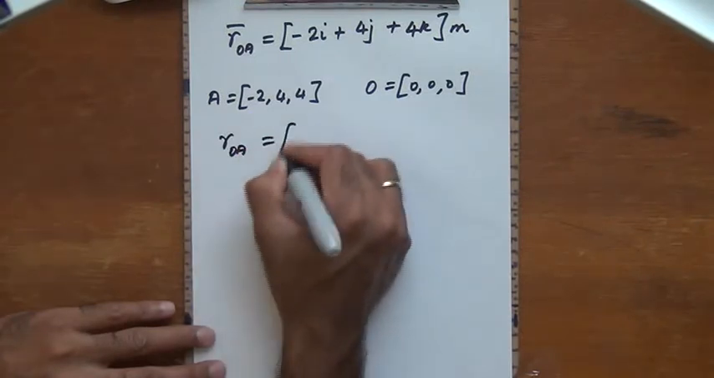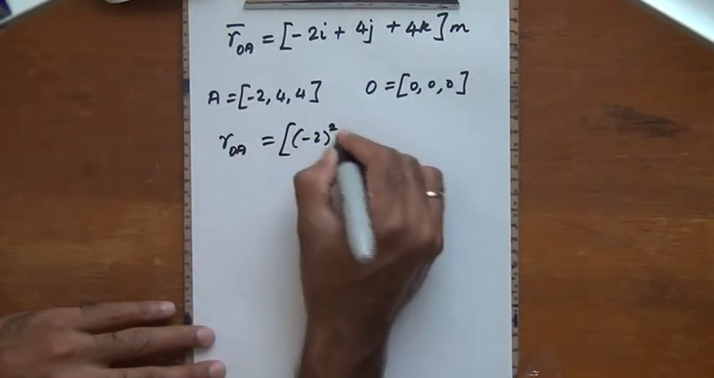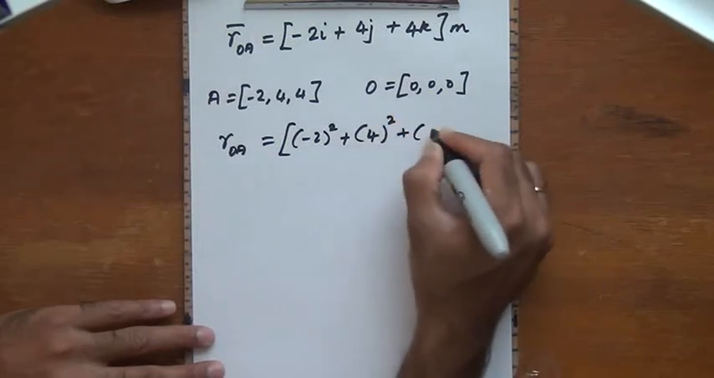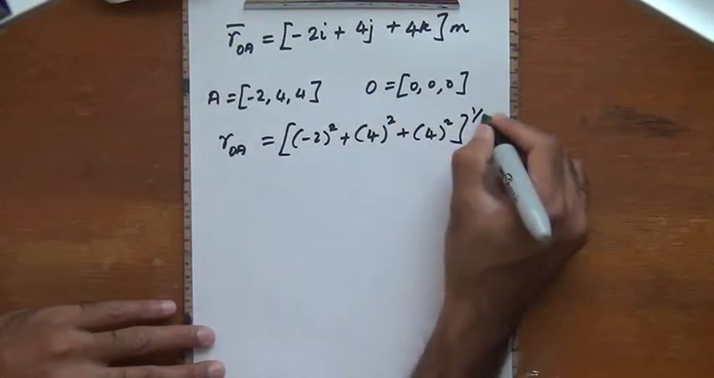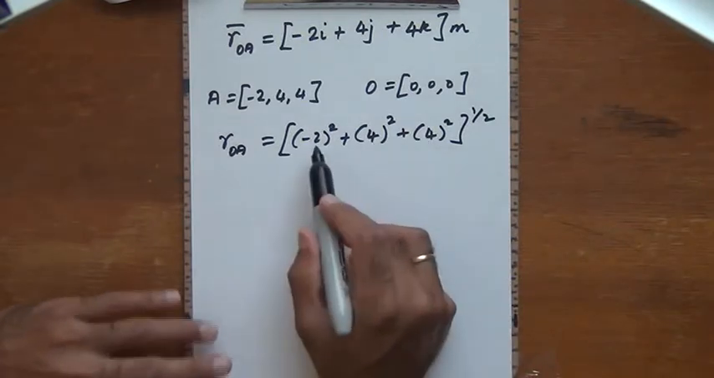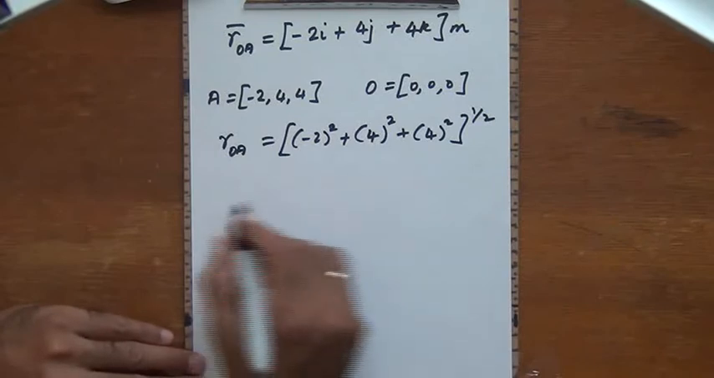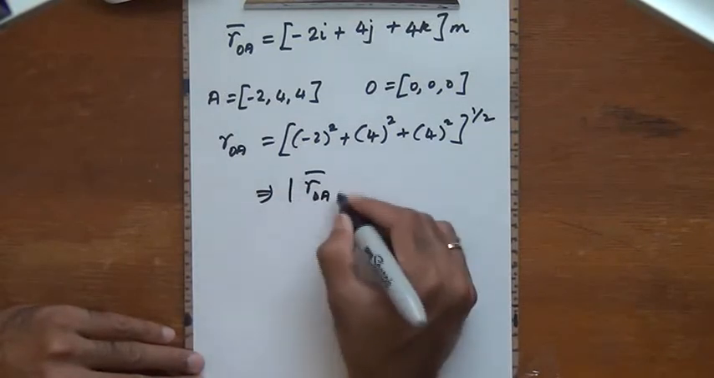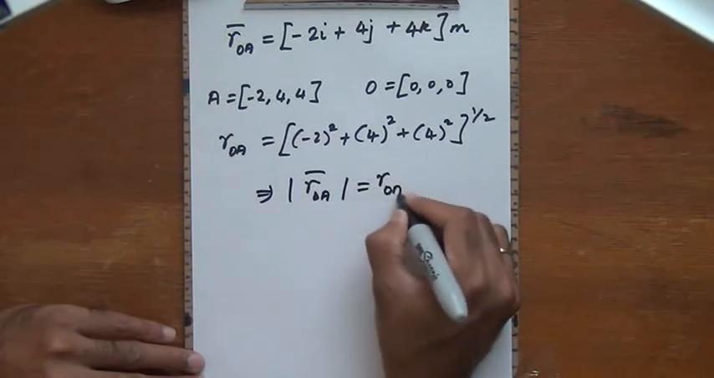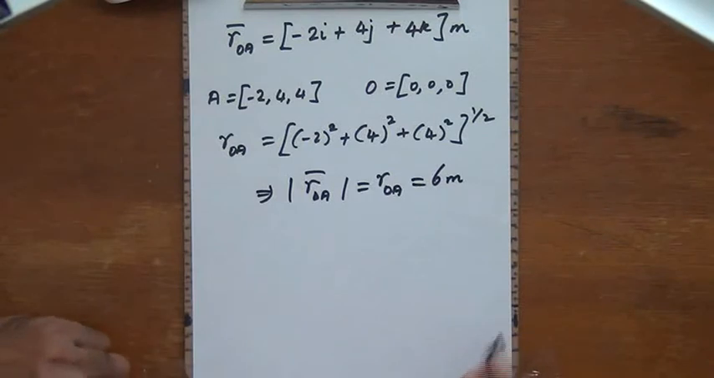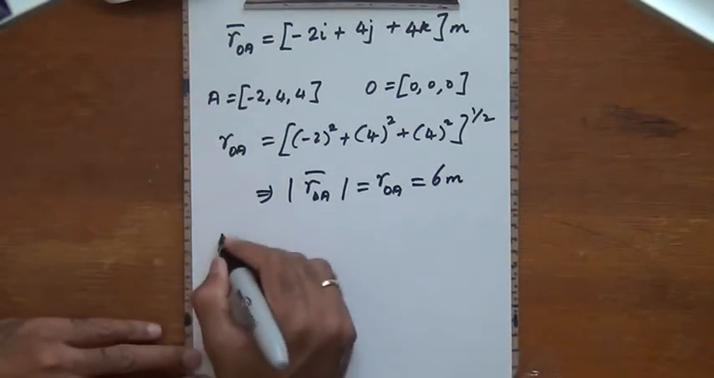Magnitude of the position vector, square root of the sum of the squares of the components. The negative 2 doesn't make a difference to us, it becomes positive upon squaring. To the power 1 by 2, 4 square is 16, 16 times 2 is 32, 32 plus 4 is 36, square root of that is 6, which means that ROA magnitude is 6 meters. Alright, so now I can write out the force vector F2.